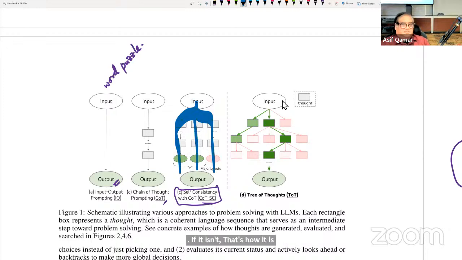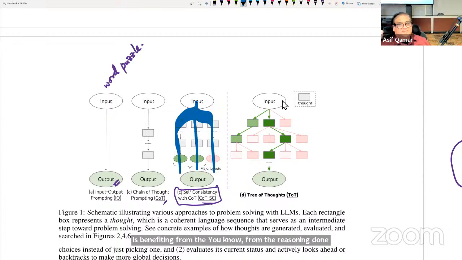On the other hand, if you look at the self-consistency with chain of thought, what do you do? You say, well, let's try many, many paths. But the problem with that is you have to run many trials, lots and lots of trials before you get there, right? And then take the majority vote, right? So no one path is benefiting from the reasoning done by others, right?